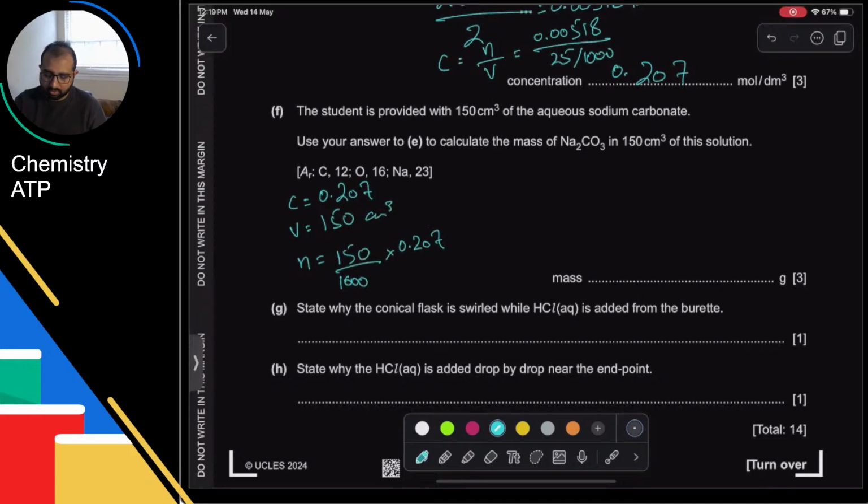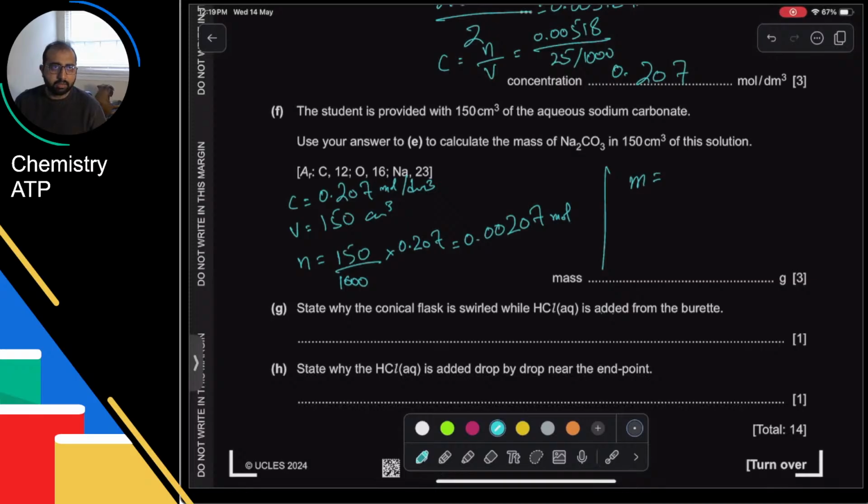So this is cm cube. This is in moles per dm cube. So units are important. Okay, so I do that. I get 0.00207 moles. So the mass is gonna be, you just obviously multiply by Mr.